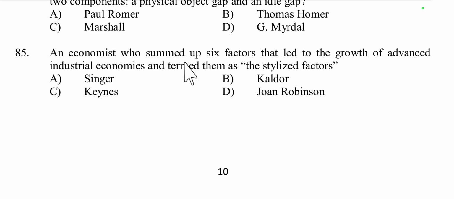Then question number 85. An economist who summed up six factors that led to the growth of advanced industrial economies and termed them stylized facts: Singer, Kaldor, Keynes, or Joan Robinson. That is given by Kaldor. Nicholas Kaldor outlined the stylized facts of growth in advanced economies, including a constant capital-output ratio, a steady rate of growth of output and capital, rising productivity, etc. So option B is the right answer.